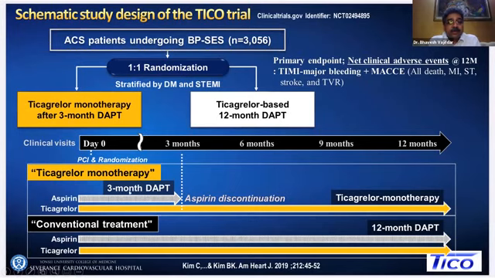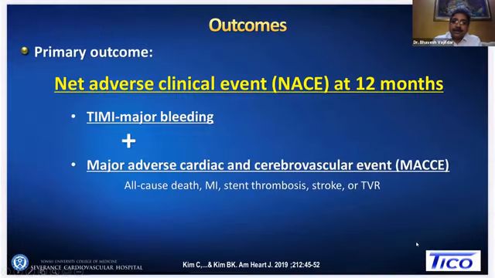For the first 3 months, everybody got a dual antiplatelet therapy. That means they got the conventional aspirin plus ticagrelor, both of them. At the end of 3 months, if you are stable, then in half of the patients, the aspirin was stopped and you continued only ticagrelor monotherapy, just like the previous trial. And in the other half, you continued both aspirin plus ticagrelor for a full 1 year. And again, they looked at the same things.